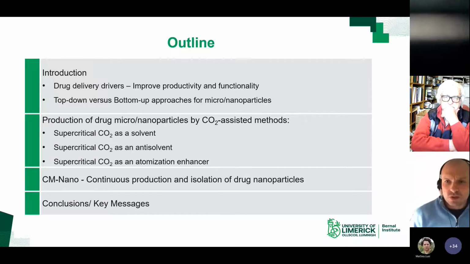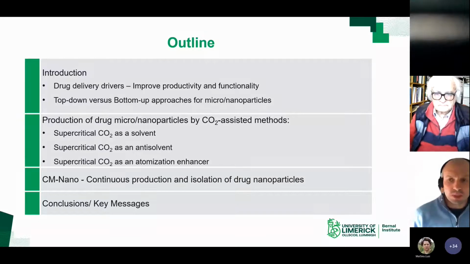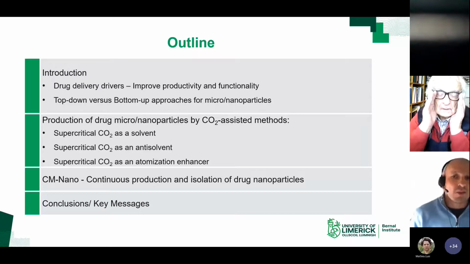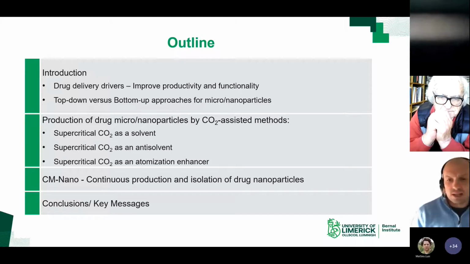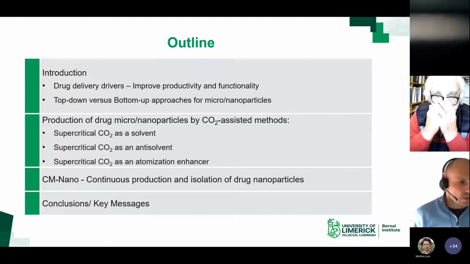Afterwards, I'll go through supercritical CO2 technologies and the three major roles that carbon dioxide plays in most of those technologies: as a solvent, as an anti-solvent, or as a spray enhancer. And then I will talk through CM Nano, which is a technology that we have been developing here in my group in collaboration with other collaborators within the Bernal, and that relates to the production of nanoparticles.